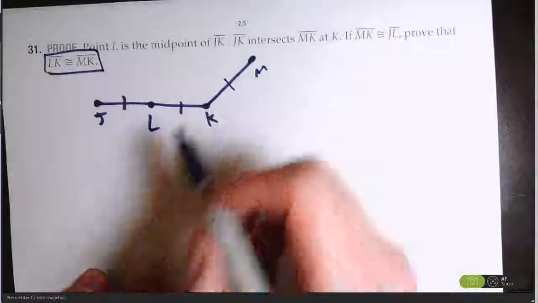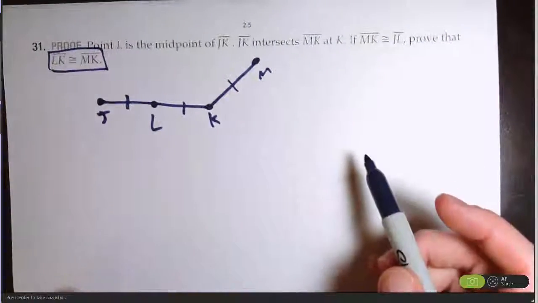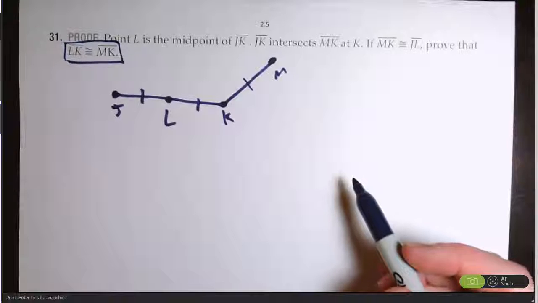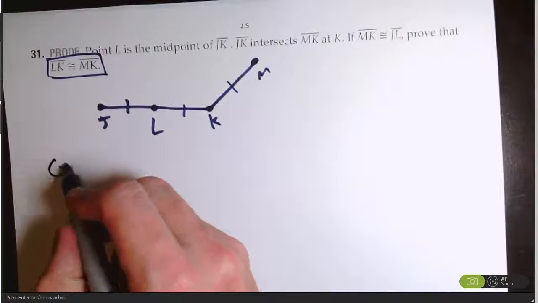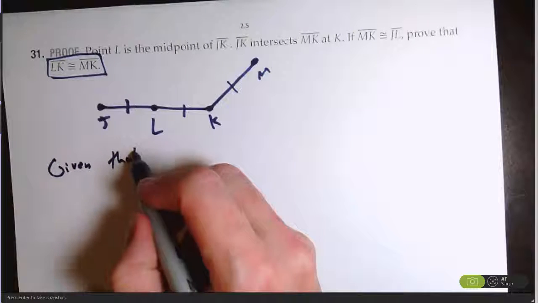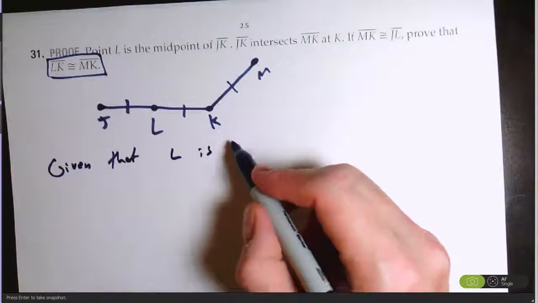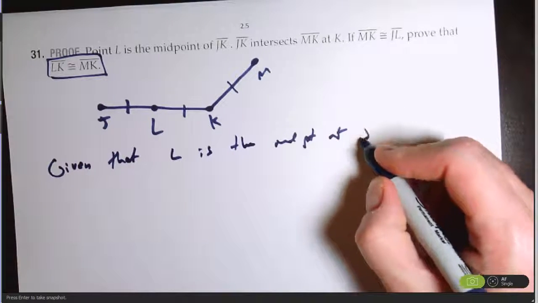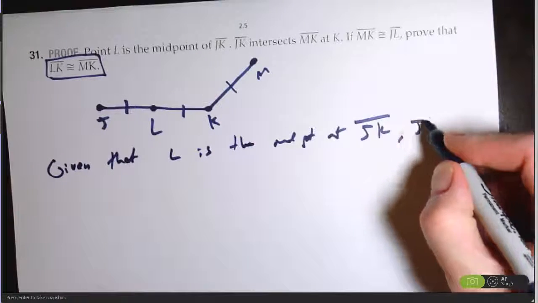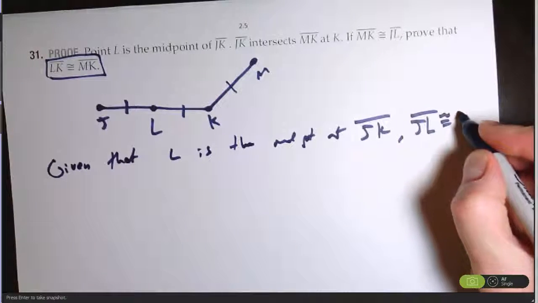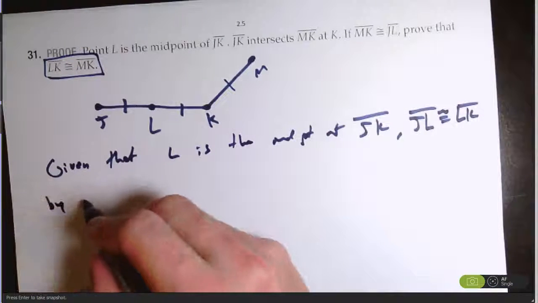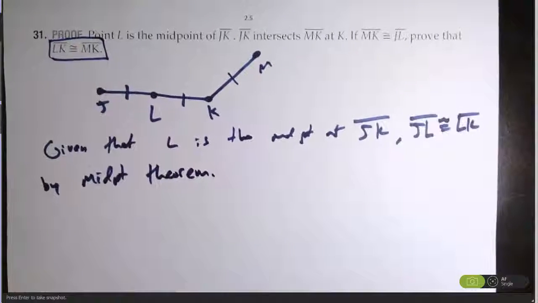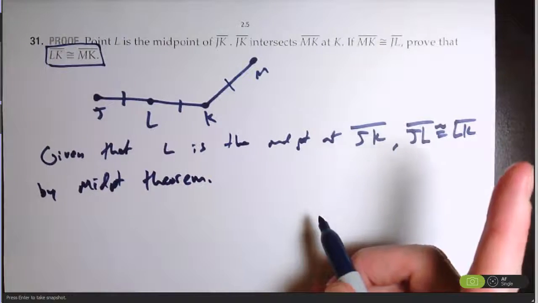Now hopefully, I drew this and hopefully that makes it obvious, but this is one of the harder ones to explain. And we've already covered some of these things, but we'll kind of clear it up in the next couple sections as well. So given that L is the midpoint of JK, JL is congruent to LK by the midpoint theorem.